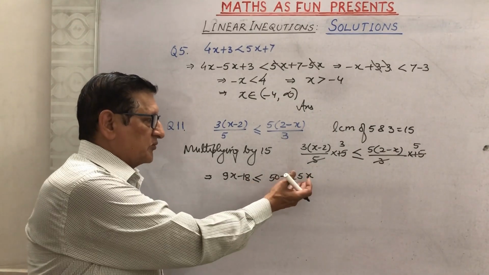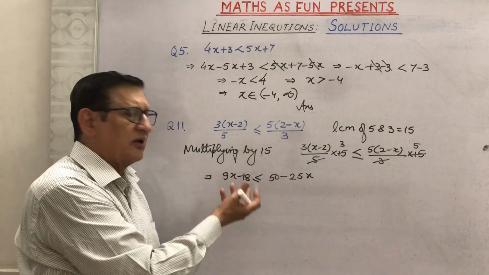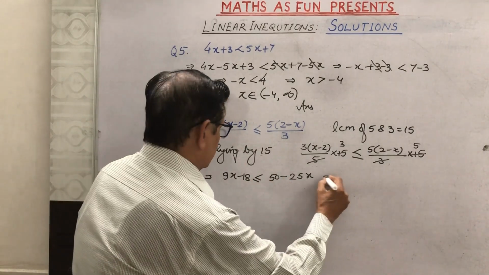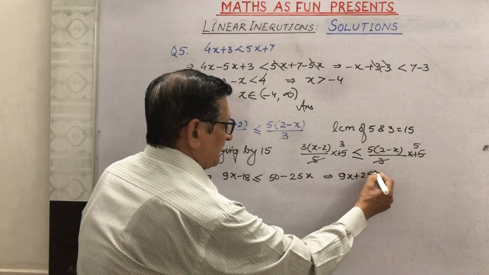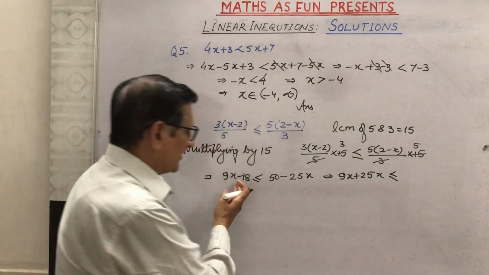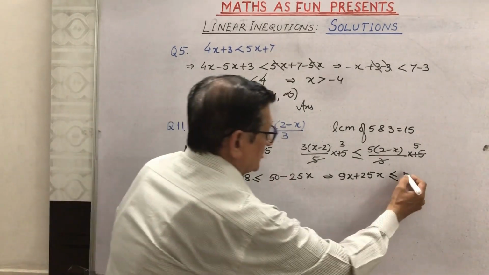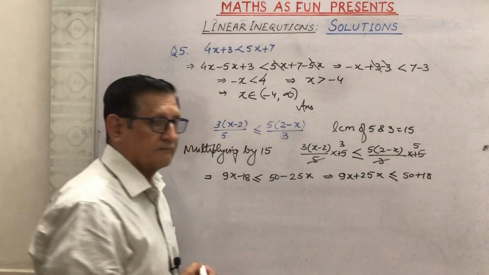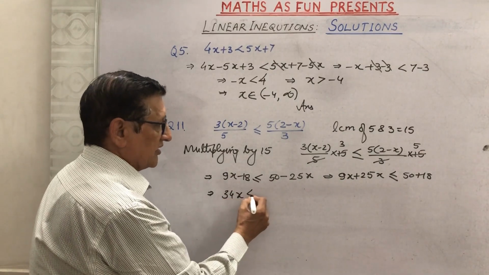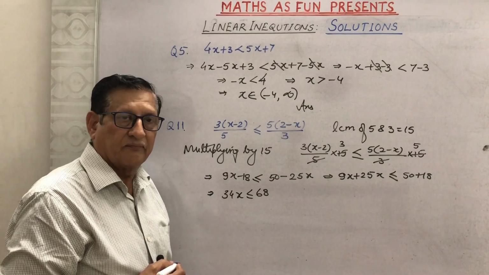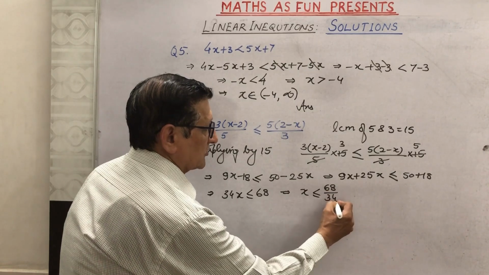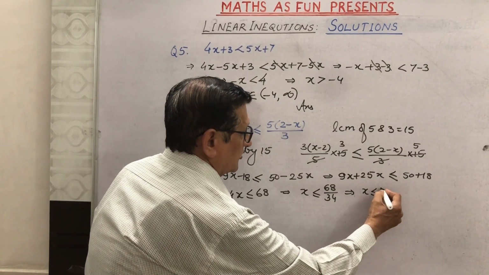Now we can make use of transposition for this -25x. Either we can write it directly here, or otherwise we can add 25x on both sides, as we know. So we can write this as 9x + 25x ≤ 50 + 18. We are transposing this, or we can say adding 18 on both sides. So this will be 50 + 18. It gives us 9 + 25, 34x ≤ 68. And now divide by 34. This gives us x ≤ 68/34, or x ≤ 2.